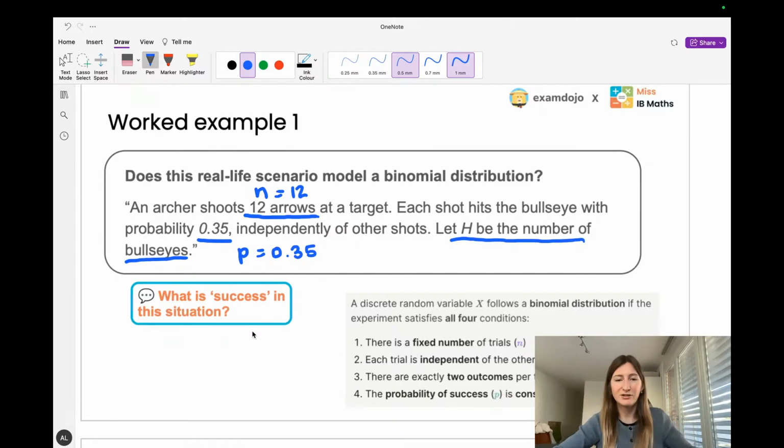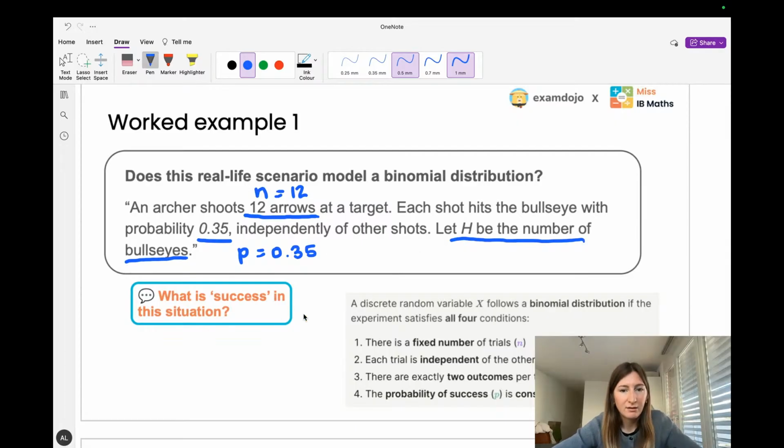Very nice. I see it in the chat. Hitting the bullseye. Indeed. So our probability of success is getting a bullseye or not getting a bullseye. I'm not very good at archery, and I'm not sure what other outcomes there are. There's all the different numbers, aren't there? But we're not interested in anything else other than bullseye or not bullseye.